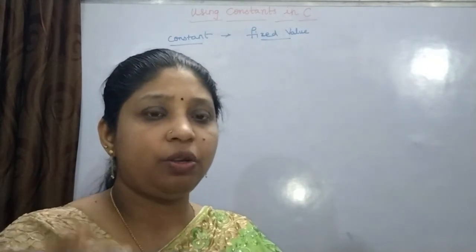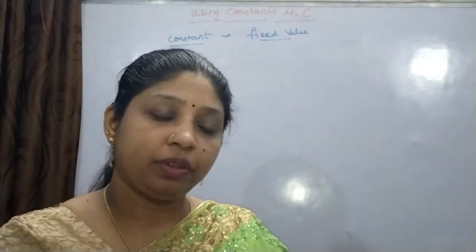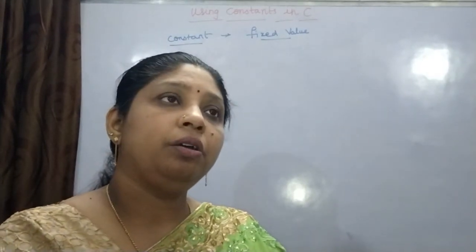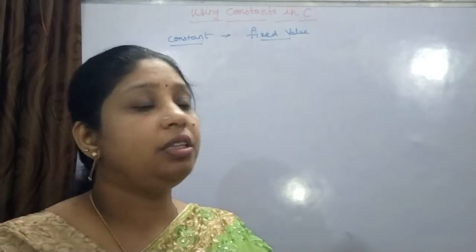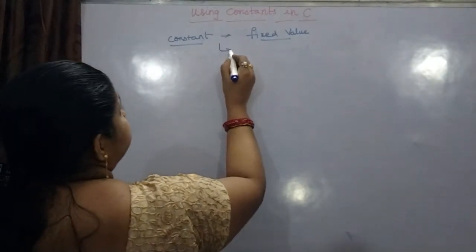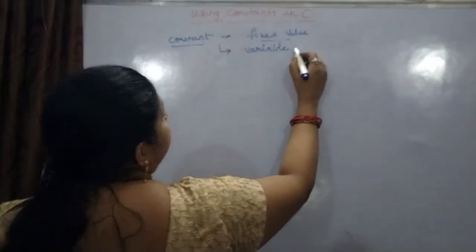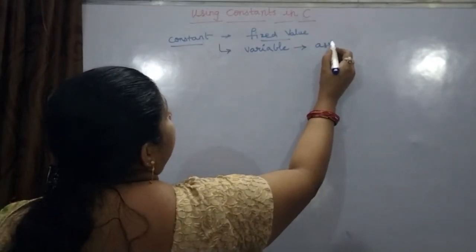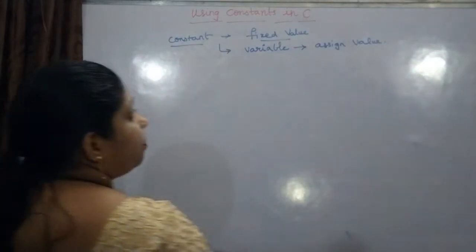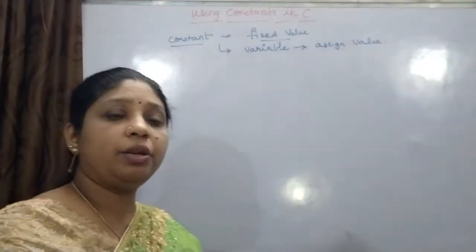If you want a fixed value for a variable in the program, then you have to use the constant keyword. A constant is also called a variable, where you assign a value to it, which cannot be changed. You will assign a value to that particular variable and it cannot be changed.